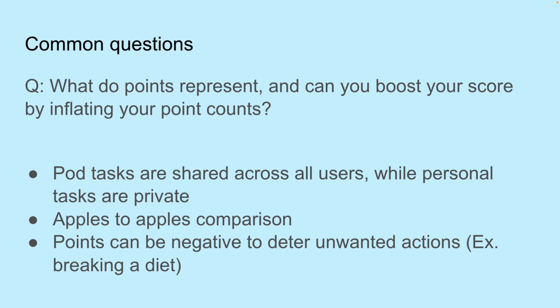And as for the question of what do points represent, they can be for anything, including difficulty, importance, or priority. Most of the time, tasks have positive point values, but in certain cases, they could also have negative point values to deter unwanted actions. For example, caving into a bad habit, such as breaking a diet, could have a negative point value associated.